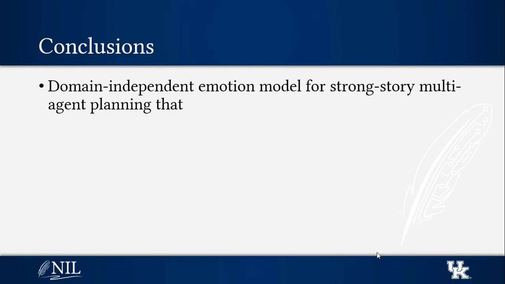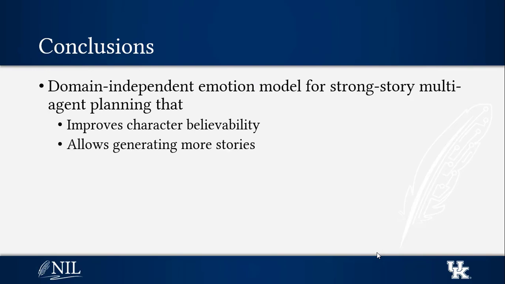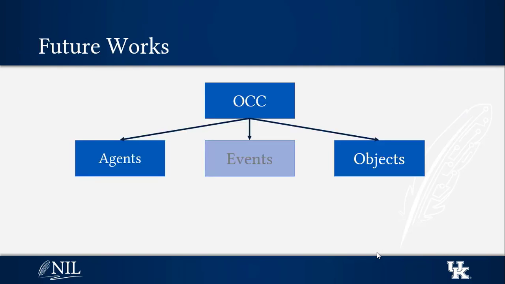In conclusion, we proposed a domain-independent emotion model for strong story multi-agent planning that improves character believability, allows generating more stories, and can cause empathy in the player. In the future, we hope to include the rest of the 22 OCC emotions in the model.